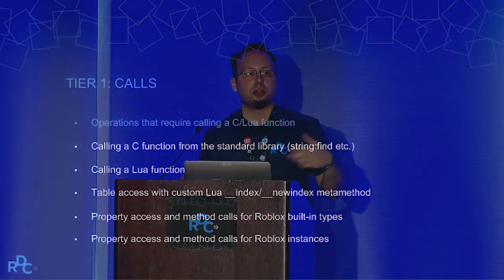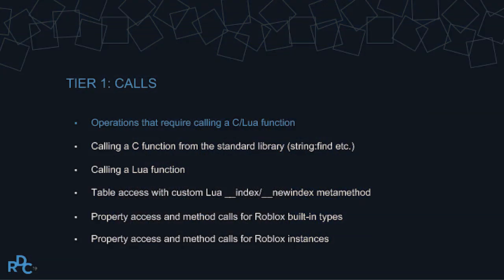So next tier is calls. Broadly speaking, this is things that the VM cannot do directly by itself. It's things that it has to reach out to other subsystems to do. So it's things like calling a C function from the standard library, right? I was mentioning table.insert. It's a call, so it's slightly slower than not doing a call. Calling a Lua function. We don't do inlining yet. We plan to do this. We don't do this yet. So if you have your own local function, it'll take us a bit of time to call that.